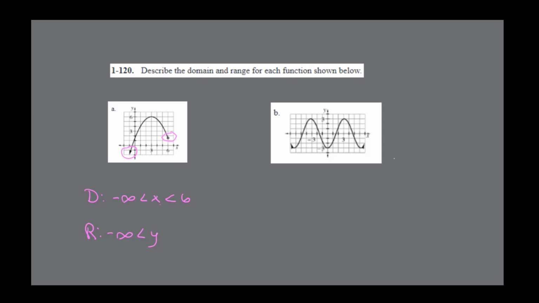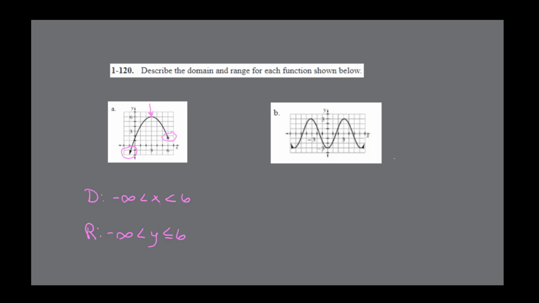We can't say x is less than or equal to 6. Now with range, it's a little different. The highest y value is right up here, and it looks like it's right at 6. So I would say y is less than or equal to 6, because that graph is actually hitting that point.